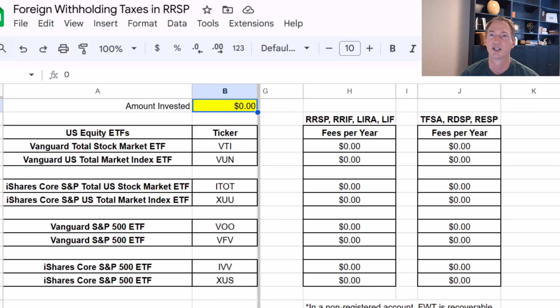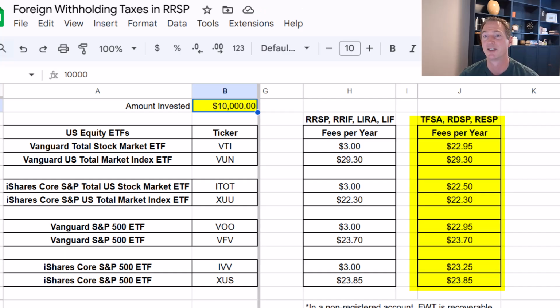So let's say you were looking to put $10,000 into the US equity portion of your portfolio. And you can see here in the TFSA, the RDSP, and the RESP that the fees are basically the same. And you can see there's a slight difference in the USD version compared to the Canadian version. And that's just because the MERs were slightly lower with the USD version.